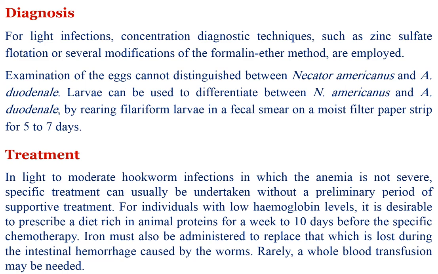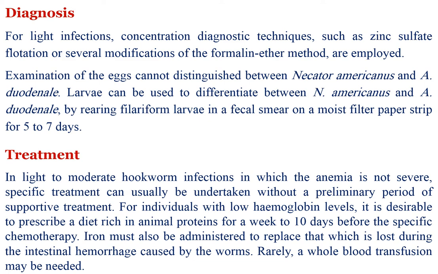Diagnosis. For light infections, concentration diagnostic techniques such as zinc sulfate flotation or several modifications of the formalin-ether method are employed. Examination of the eggs cannot distinguish between Necator americanus and Ancylostoma duodenale. Necator americanus is another type of hookworm, but it is less spread in our area. Larvae can be used to differentiate between them by rearing filariform larvae in a fecal smear or a moist filter paper strip for 5 to 7 days.